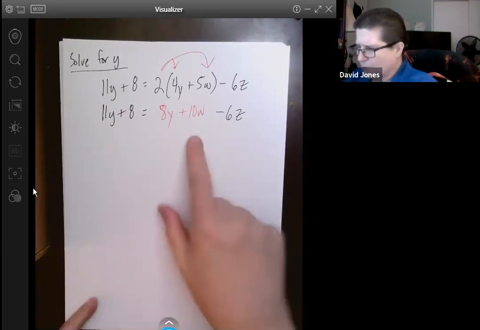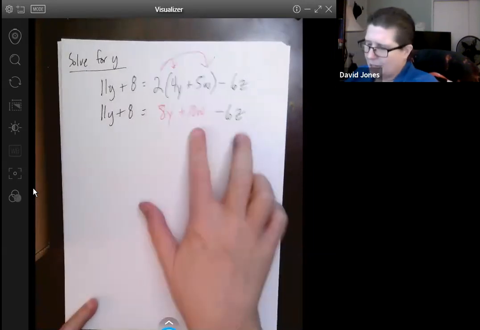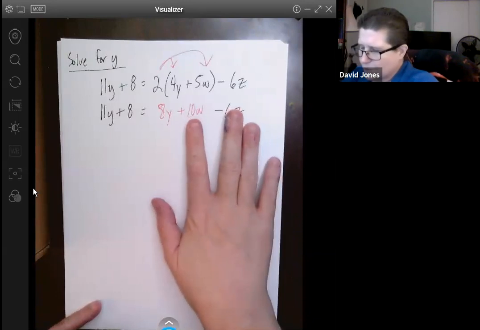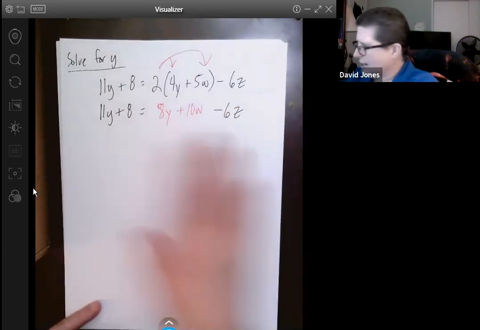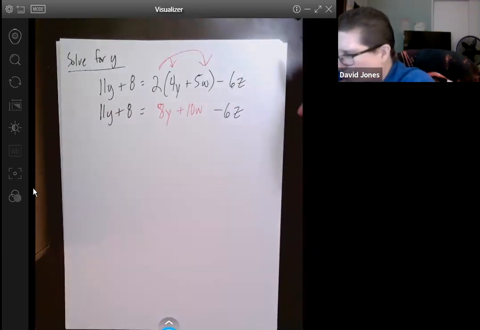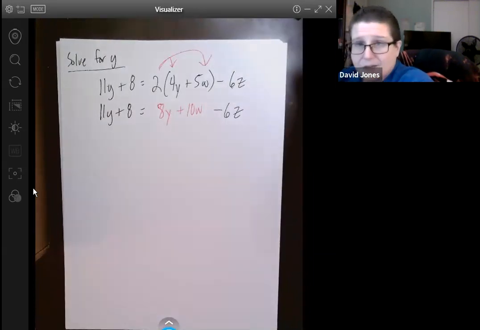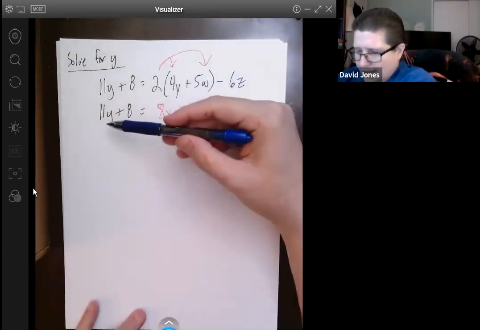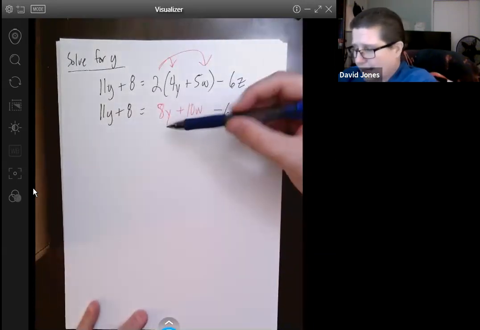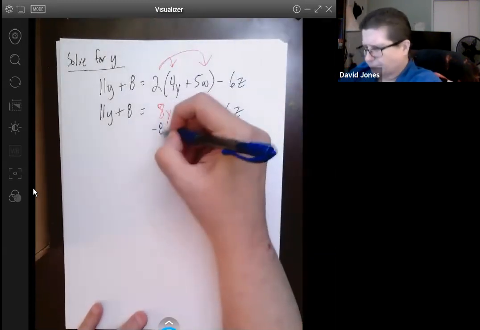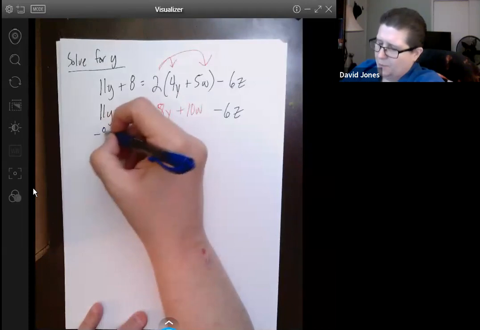Now I want to solve for y, so I'm going to treat everything else like numbers. So w's a number, 6z's a number. I can't combine them because I don't know what their numbers are, but they're numbers. So I really have y's on both sides. I want to get my y's together. I'm going to move y's so that I end up with a positive coefficient on y. If I move the 11y, I would have to subtract 11y. 8 minus 11 is -3. I don't like that. So instead, I'm going to move the 8y.